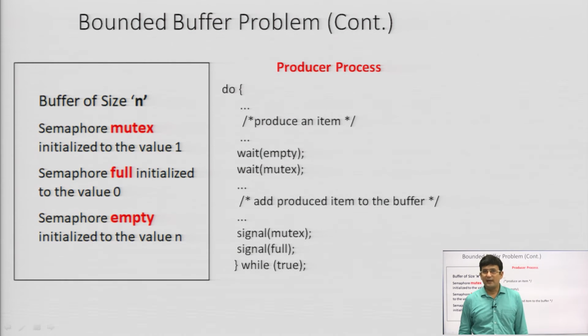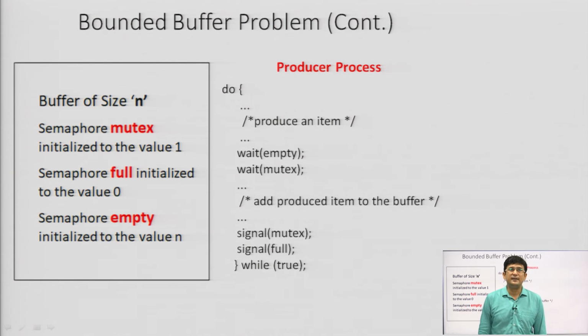Now let us look at the solution to this bounded buffer problem. Let us say the size of the buffer is n. We are taking a lock named mutex. This is a semaphore lock and its value is initialized to 1.